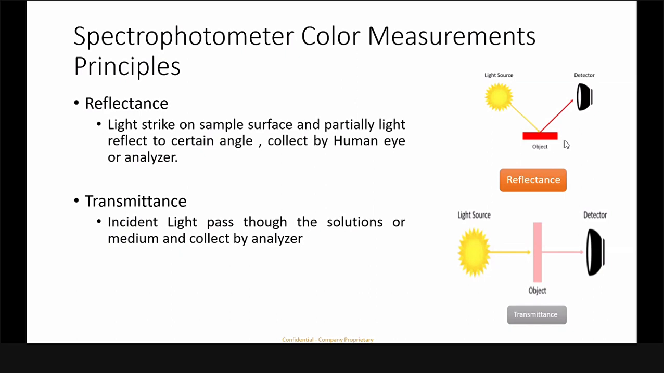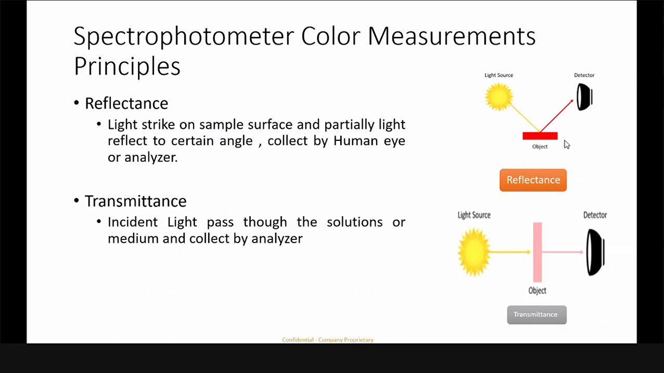As we can see in this picture as well, the light source is shown as a sun symbol. The light energy comes and touches the object and passes through across the material. That transmitted light, going from one place to another, is collected at the end through the detector. The whole process is called transmission measurement.